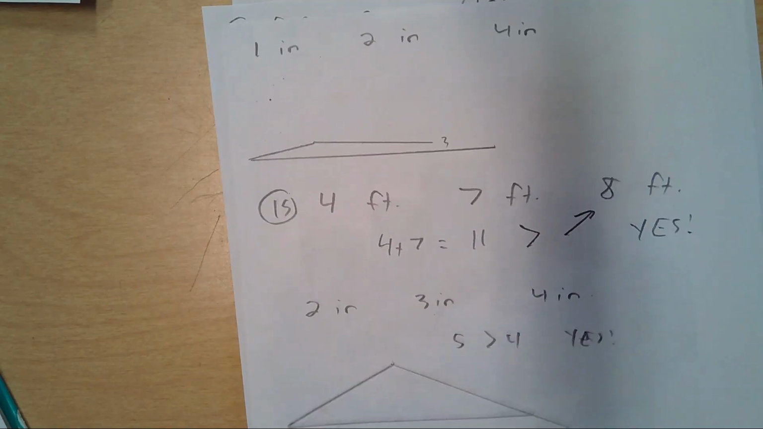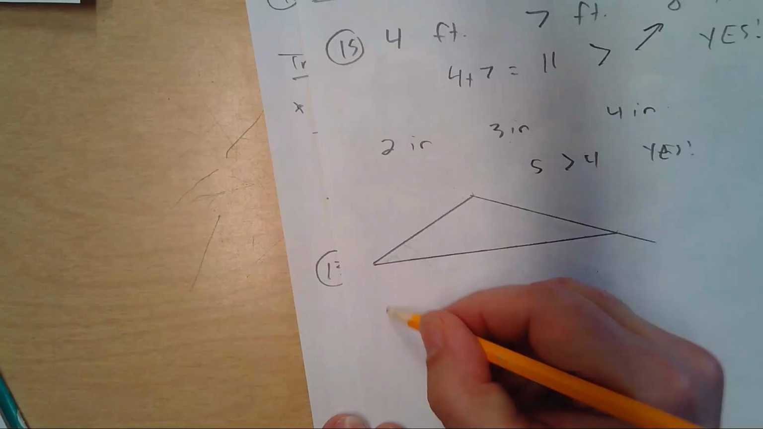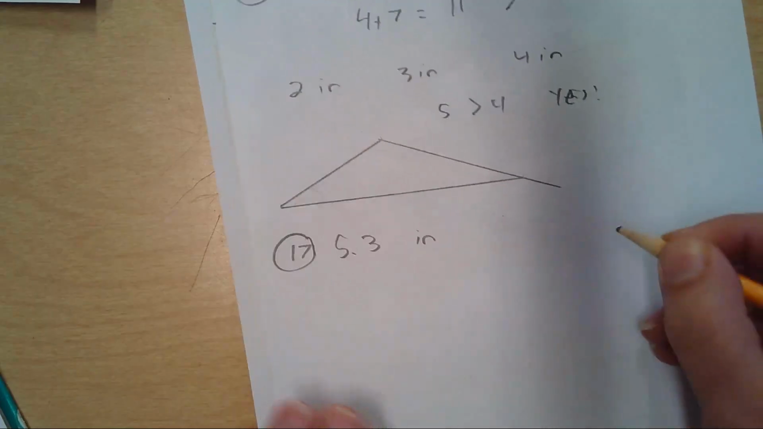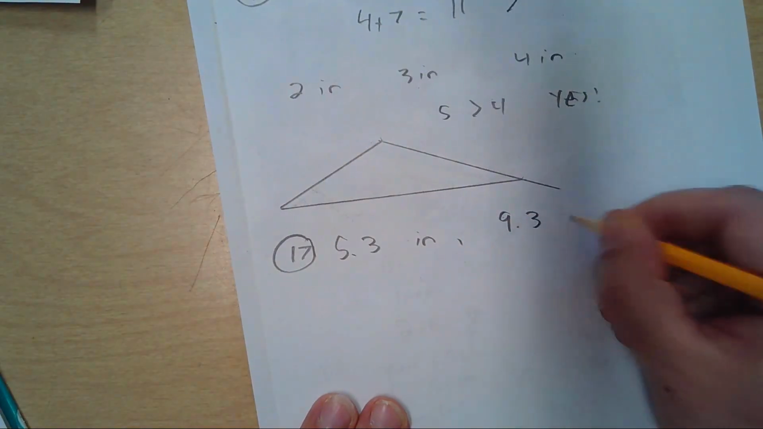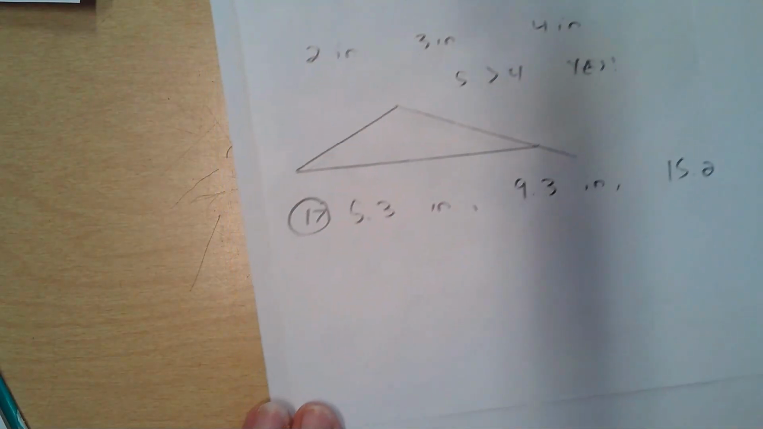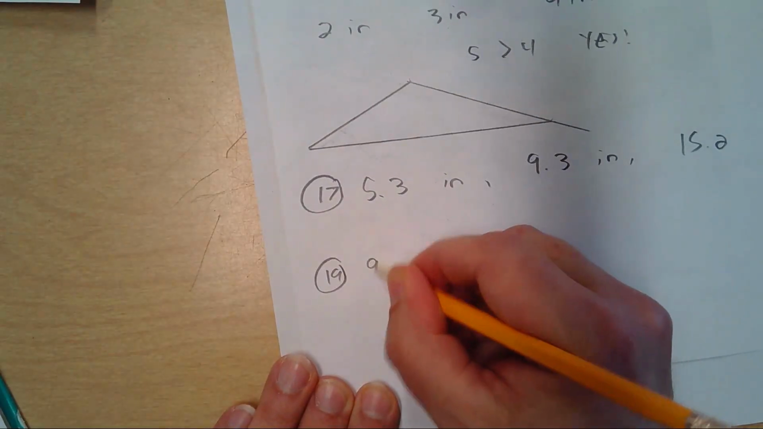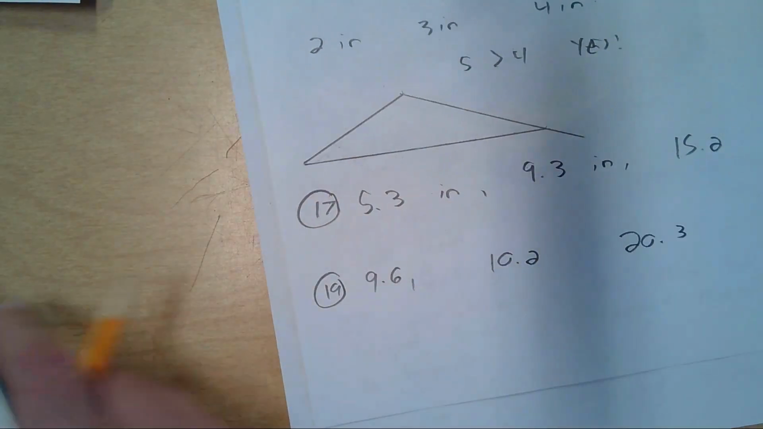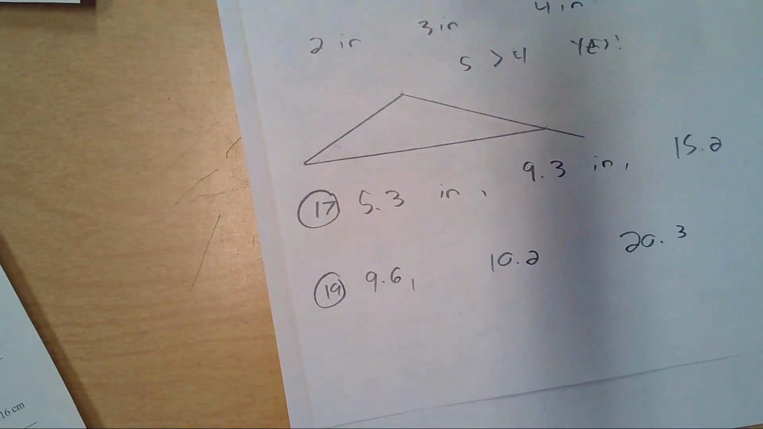You guys try number 17 and 19. Do those two make triangles, yes or no? Number 17: 5.3, 9.3, 15.2. And number 19: 9.6, 10.2, 20.3. And all I really need is a yes or no answer to these here.